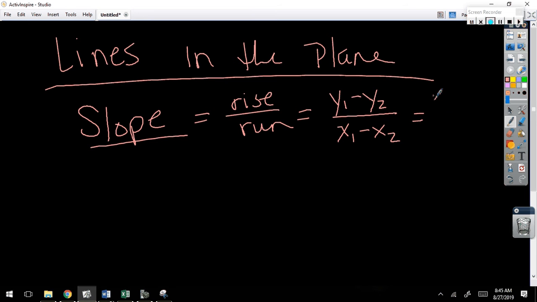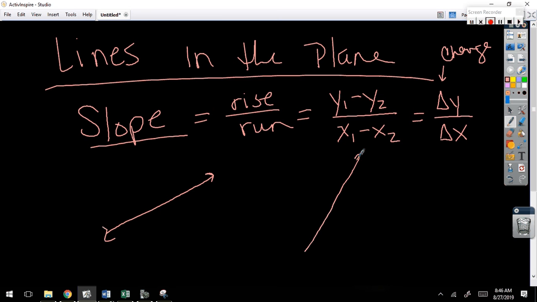Some people refer to this, I like this form, as delta Y divided by delta X. Delta is just a Greek letter that means change. The change in Y divided by the change in X. As the slope gets bigger, what happens to the line? Steeper, right? So let's say I have this line and then I have this line. Which one has a bigger slope? The second one, right? The one that I drew last, that has a steeper slope. It's got a bigger valued slope.